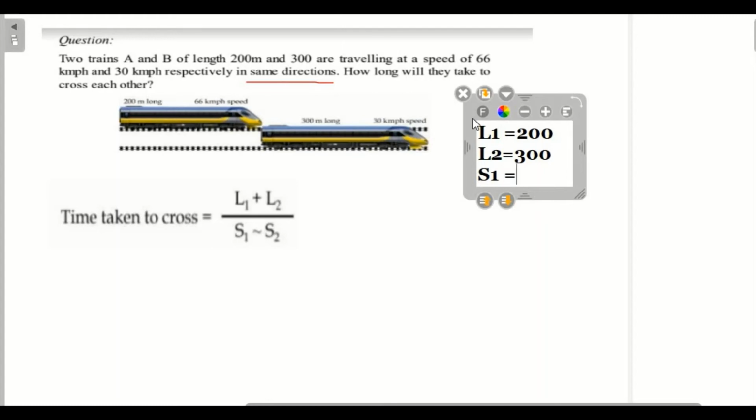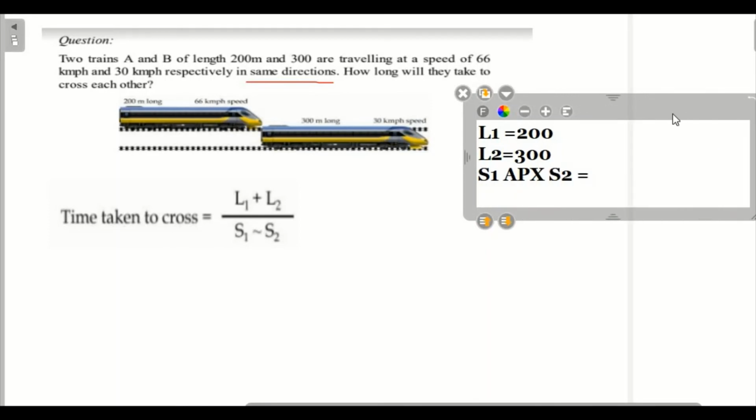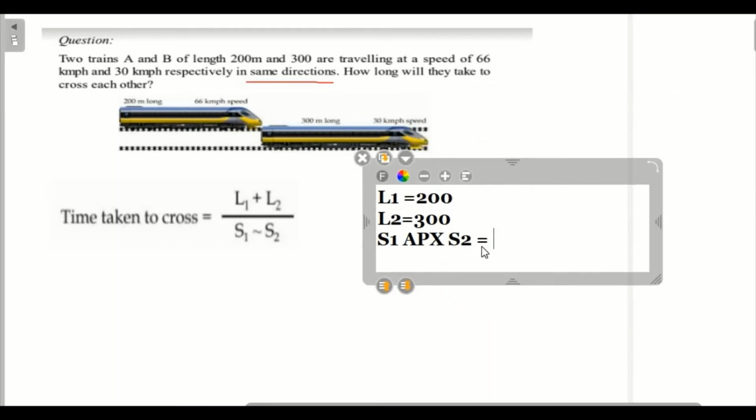For S1 equal to S1, we have to find only the approximate value. We can't find the accurate value for it. So approximately S2 is equal to... for the same direction we can't find the accurate values. For opposite direction it's possible for us to find the accurate values. So you are going to find only the approximate values.